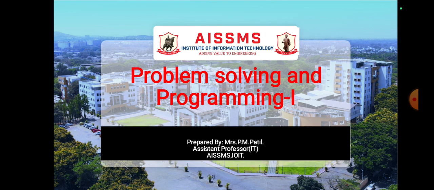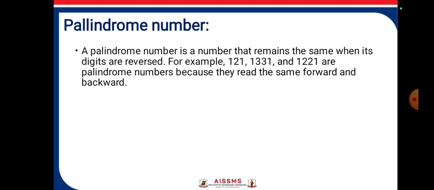So today we have to learn about the palindrome number program in C. First we have to see what is meant by a palindrome number. A palindrome number is a number that remains the same when its digits are reversed. For example, 121, its reverse is also 121. So these are palindrome numbers because they read the same backward as well as forward.